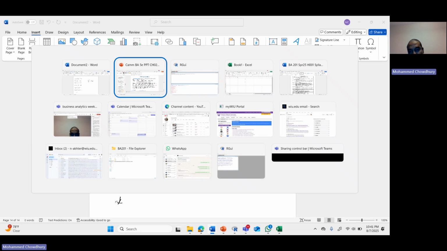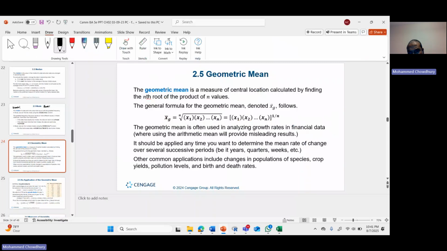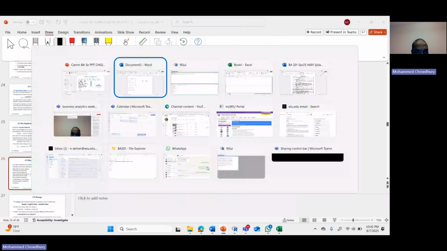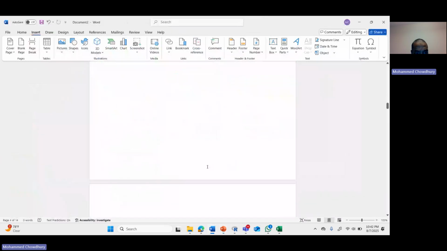Okay, now the new topic that I want to discuss is called variability. In order to discuss variability, let me explain it with this example. Suppose there is a group one and another group known as group two. Okay, group one and group two. This group has a mean of 50 and that group has a mean of 50.